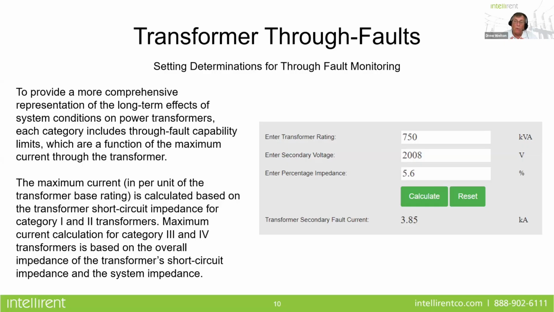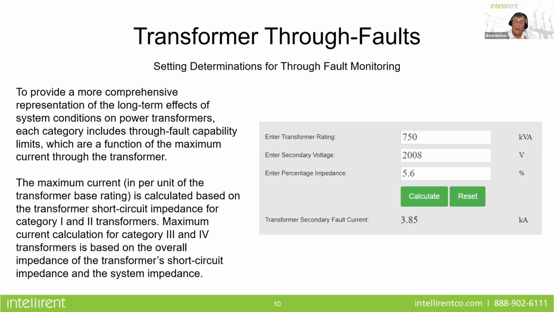Now, the best thing to do is refer to your transformer manufacturer to find out what those through fault limits are, and use that information to decide how you're going to set that through fault monitor. The maximum current, in per unit value of the transformer base rating, and that's the times-base-rating number we're looking at, is based on the transformer's short circuit impedance for your category 1 and 2 transformers. Maximum current calculation for category 3 and 4 is based on the overall impedance, which is the transformer's short circuit impedance and the system impedance.